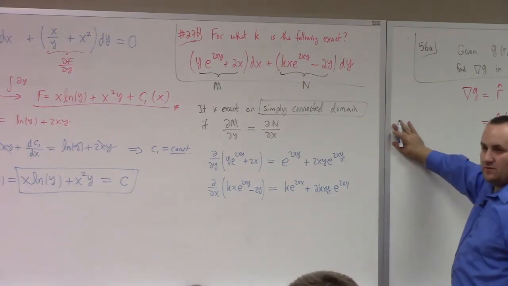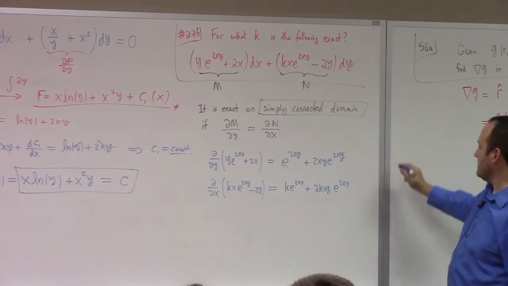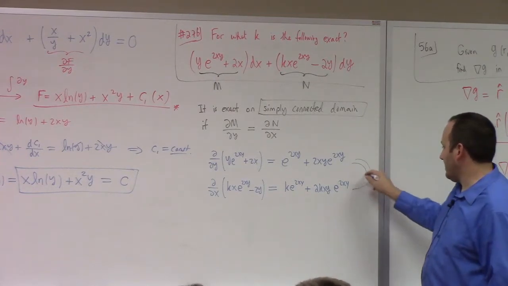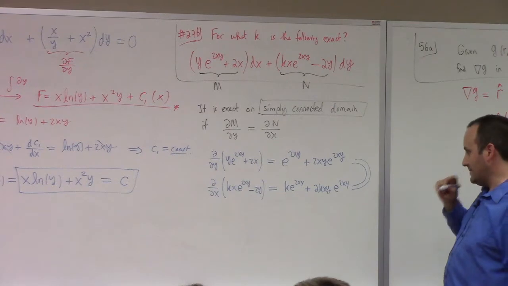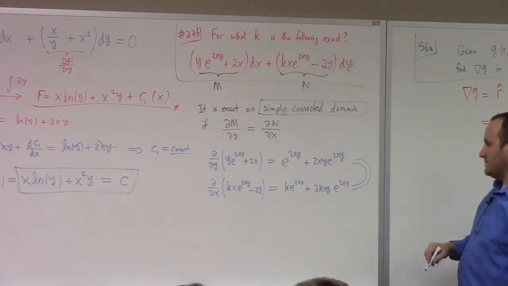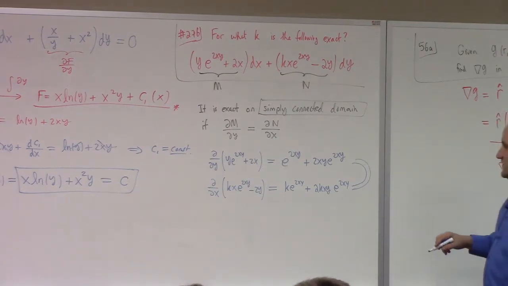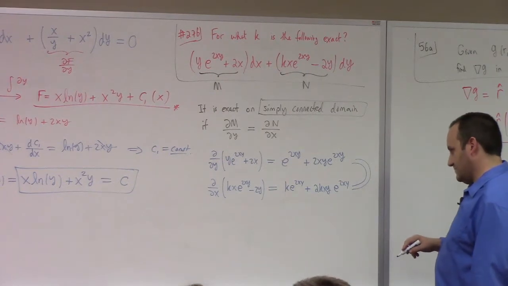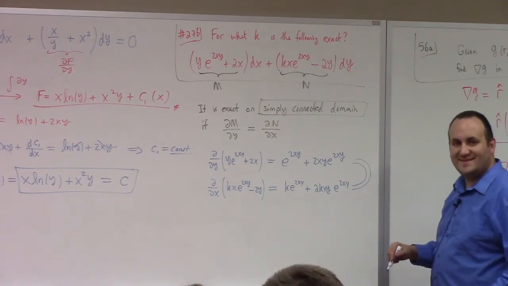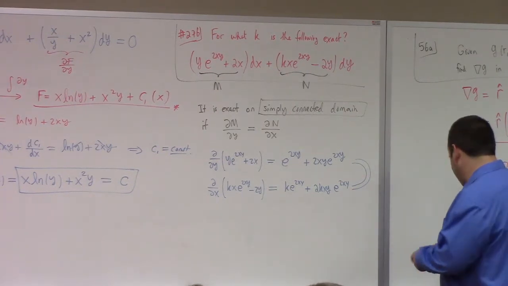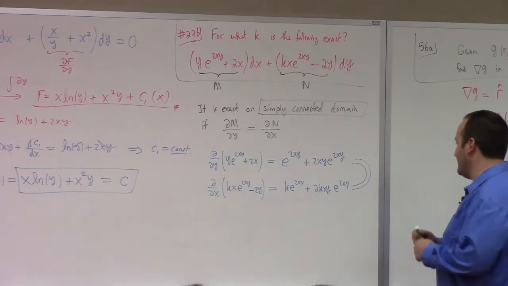So if we set these equal, what happens? K has to be 1. Now, how did you see that? Just guesstimating? Now let me see if I can believe you.